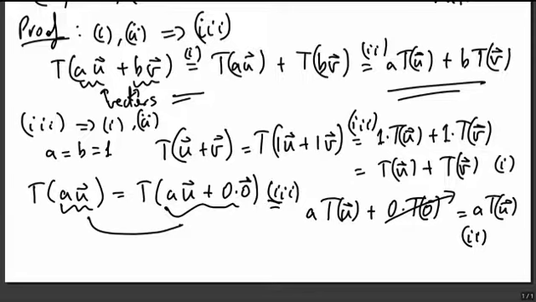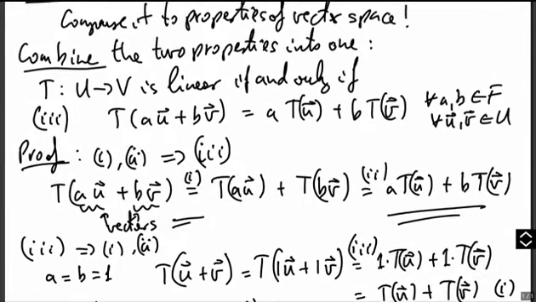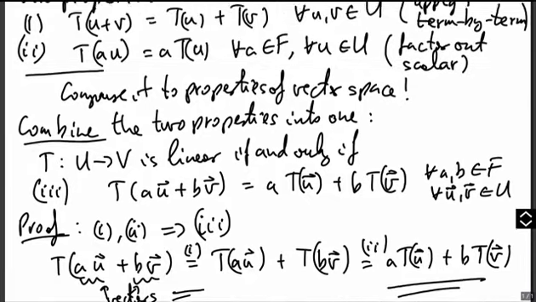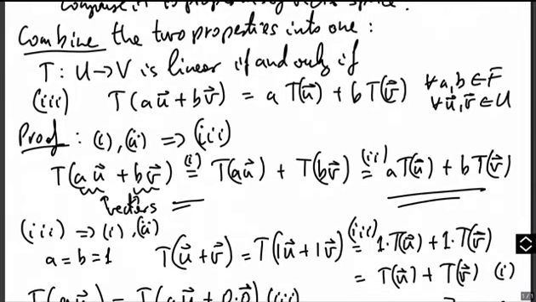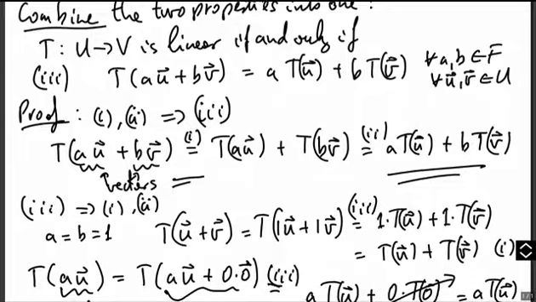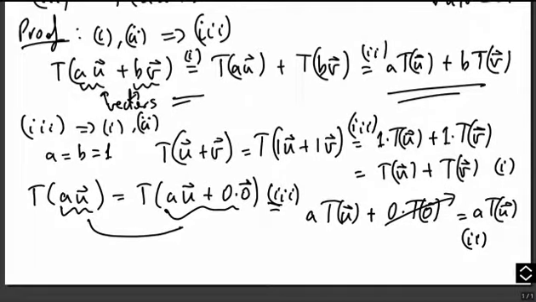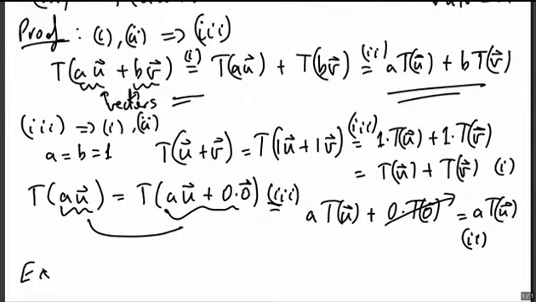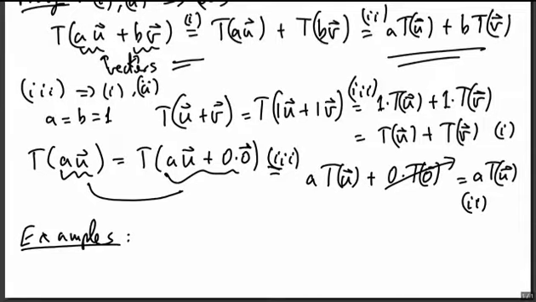Because we do a lot of calculations with these linear transformations, linear functions, it turns out that many times it's more convenient to use this combined, shorter way of writing it. So we have to now look at a bunch of examples. I would start with the identity map.